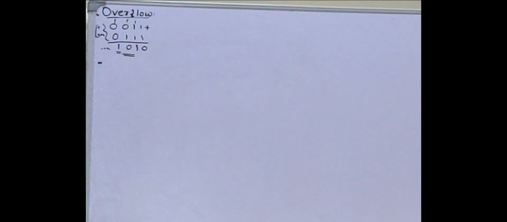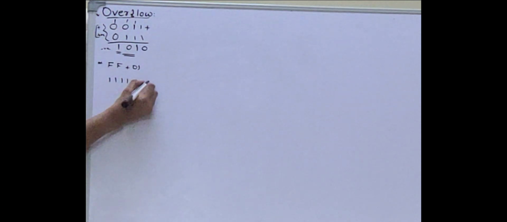Now next we can consider what is auxiliary carry and what is carry. Okay, by adding these two numbers, that is FF and 01, we can write F as 1111 and the other F as 1111.